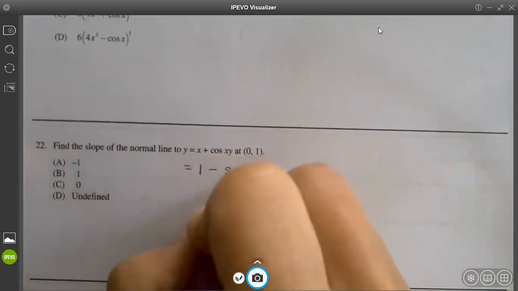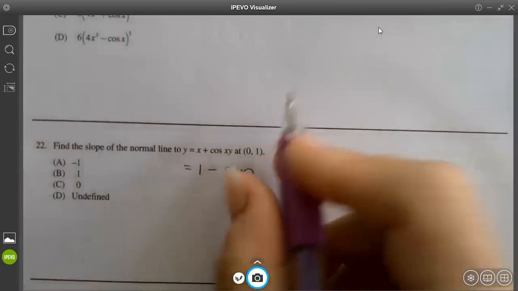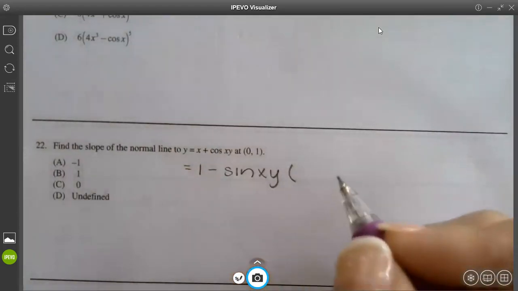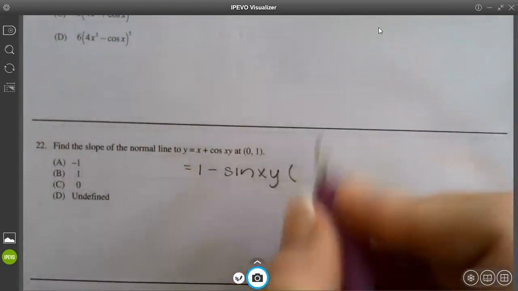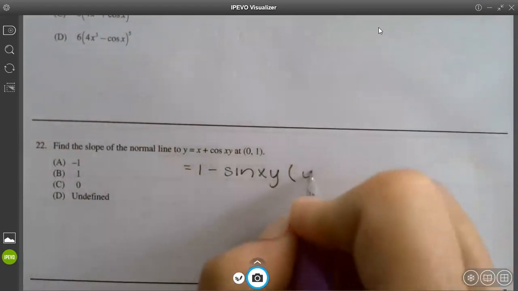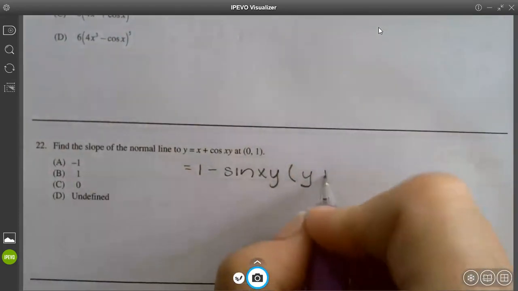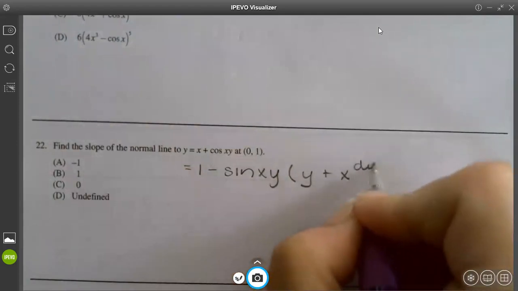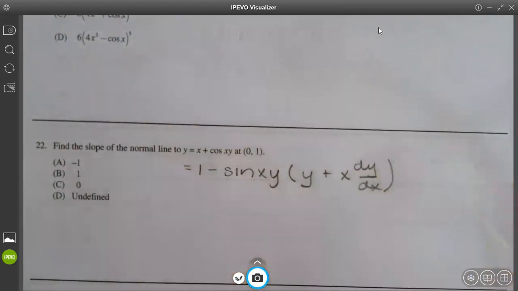One minus sine of XY times you got to take the derivative of XY. 1 times y, or just y, times x. For the first times the derivative of the second one.